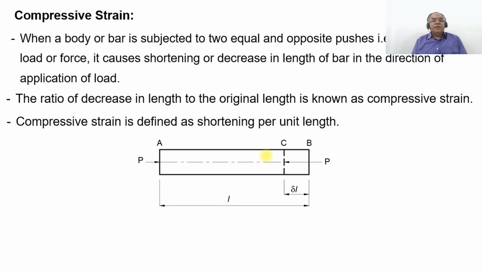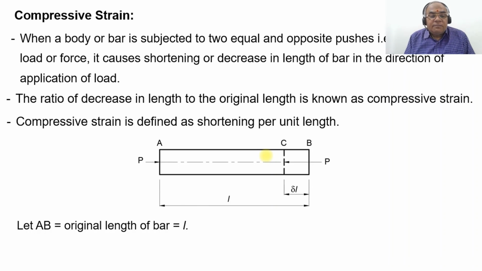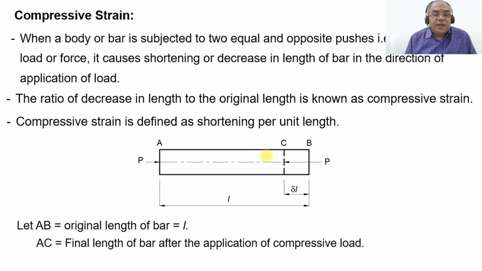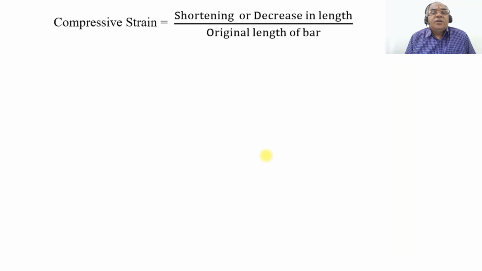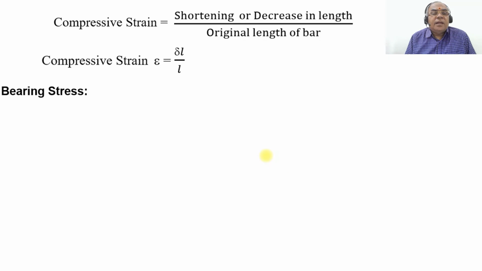In the figure, AB is the original length and AC is the final length, and BC is the compressive length. AB is the original length, given by L. AC is the final length of the bar after the application of compressive load. The shortening of the bar is BC, which is AB minus AC, equal to delta L. So what is the compressive strain? Shortening or decrease in length divided by the original length of the member. So compressive strain epsilon equals delta L by L.